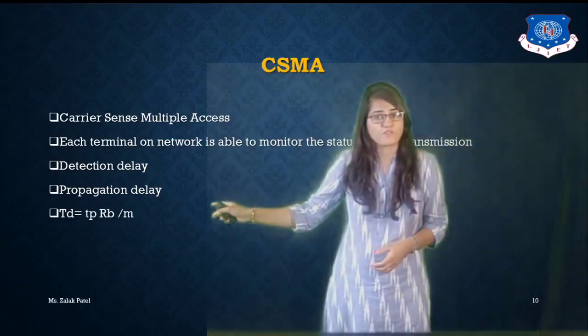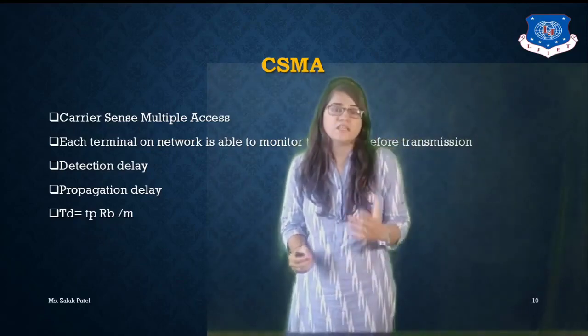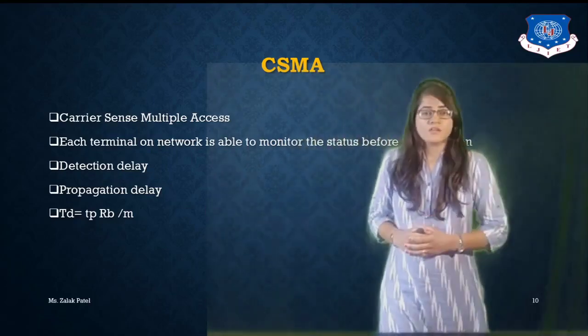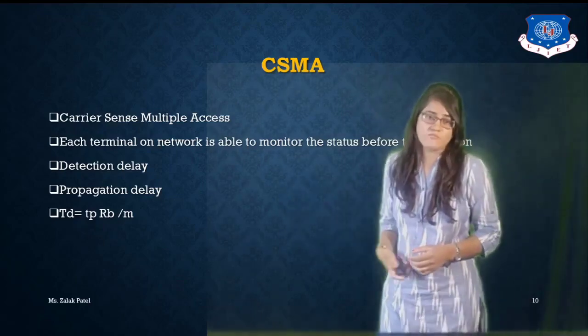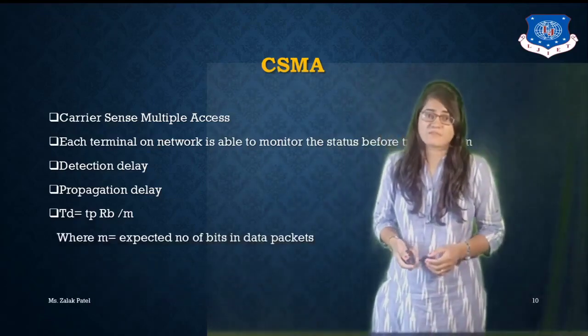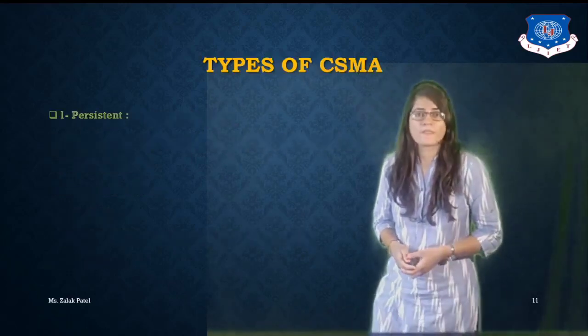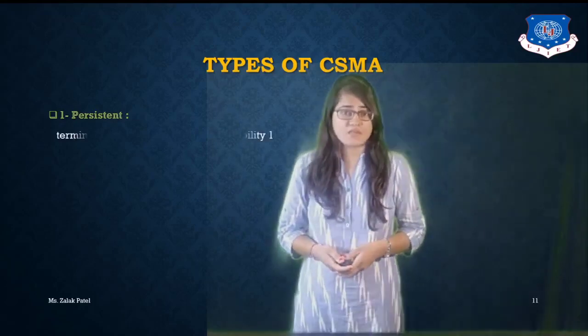So here is the formula of the detection delay. It can be given by TD equals TP into RB divided by N, where TP is the propagation delay, RB is the rate, and N is the expected number of bits in data packets. There can be various classifications of the types of CSMA.